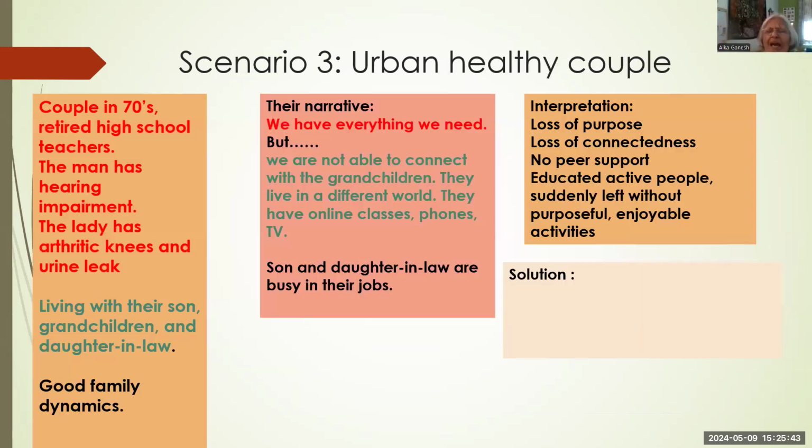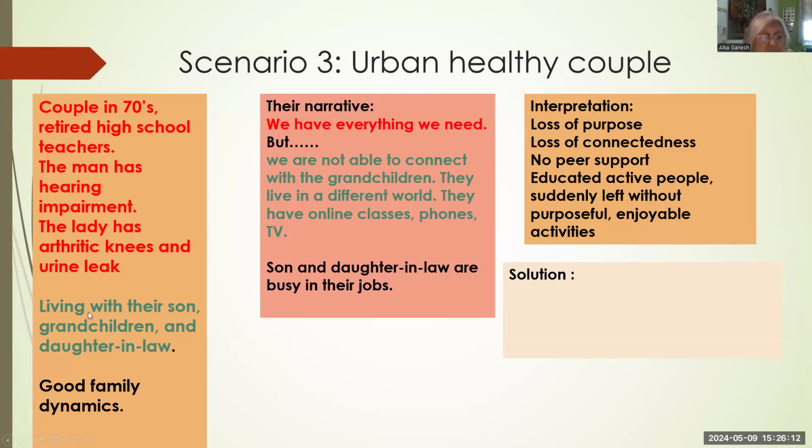So we'll think about that, but we can come now to an urban healthy couple. We talked about an urban sick couple. Let's say there's a healthy couple. There are many elderly people who are quite healthy. So do they have a problem? Let's look at this one. This is a couple in their 70s. They're retired high school teachers. The man has a hearing impairment and the lady has arthritic knees and she is incontinent of urine.